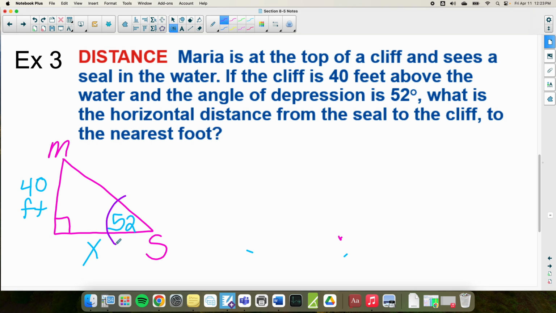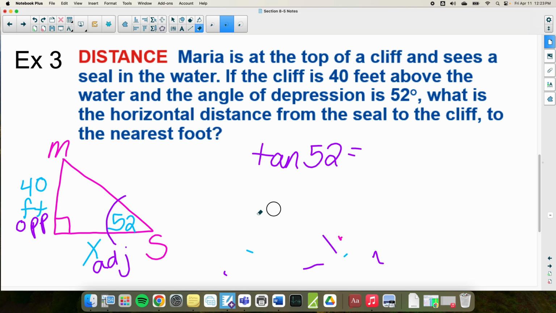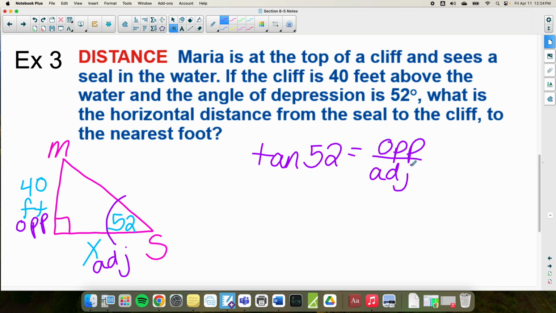So I'm gonna mark this. What side is the 40 as far as like adjacent, opposite, hypotenuse? This one's opposite, and this side is adjacent. What trig function is that? So I'm going to go tangent of 52. Now you guys can skip this part, but I'm going to go tangent is opposite over adjacent. Then I substitute in what I know. The opposite side is my 40. The adjacent side is my x.